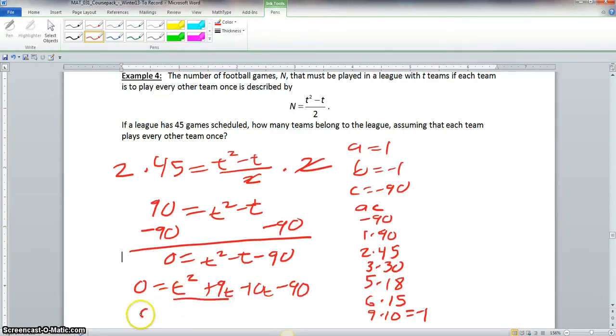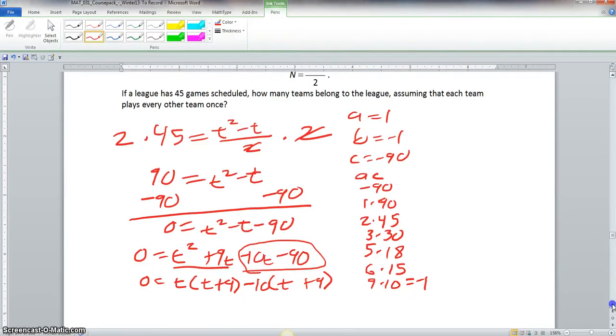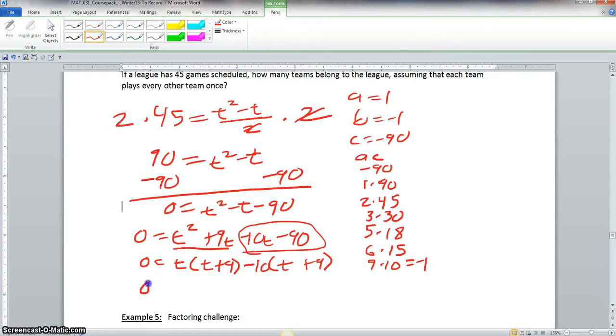Now we group those first 2 terms together. We can factor out a T, and we have T plus 9. We group these second 2 terms together. We can factor out a minus 10, and we have T plus 9. Now, we have 0 is equal to T minus 10 and T plus 9. Now we have to set both of these parentheses equal to 0.